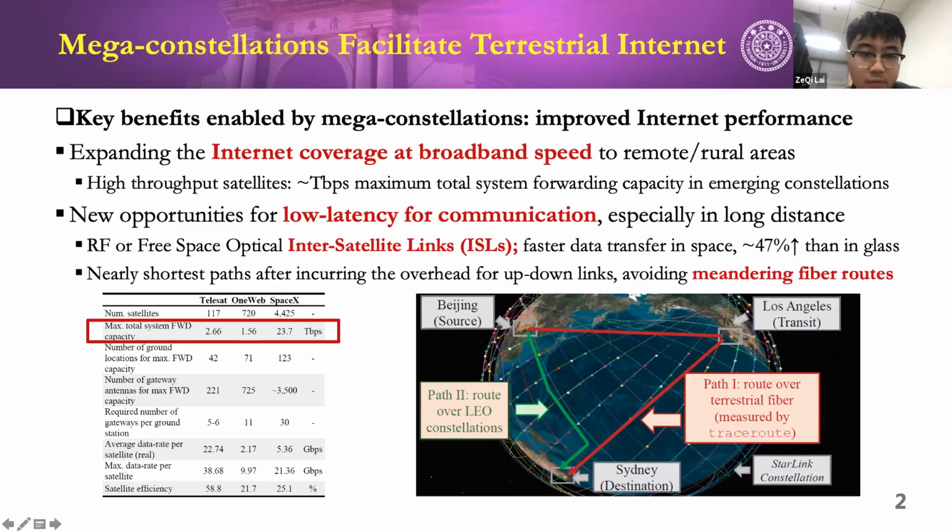If we want to forward a packet from, for example, Beijing to Sydney, how would the current internet forward the packet? If you use the traceroute tool to track the packets, you can find that the packet is first sent to Los Angeles and then comes to Sydney. If we can use the network built up in space, for example Starlink, we can achieve a nearly shorter path and achieve lower latency.